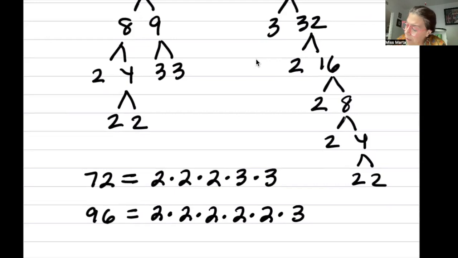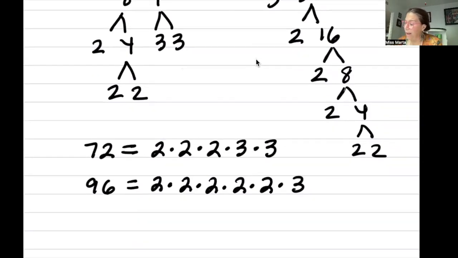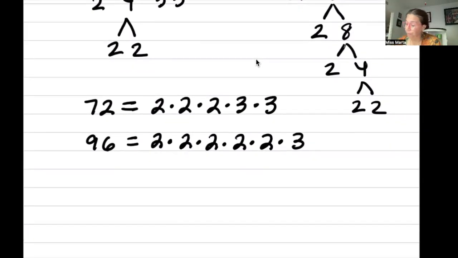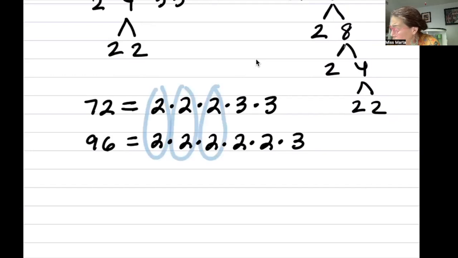Okay, great. I'm going to use my highlighter here, and I'm going to highlight what is common. So I have a pair of 2s, another pair of 2s, another pair of 2s, and I can do a pair of 3s. That's it. I don't have any more factors that are common for both numbers.